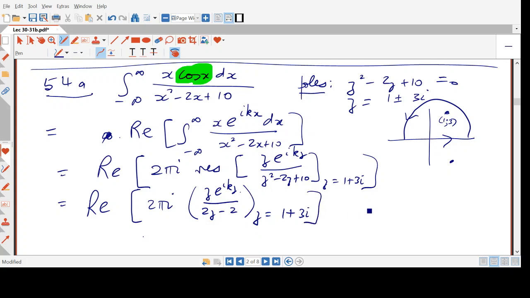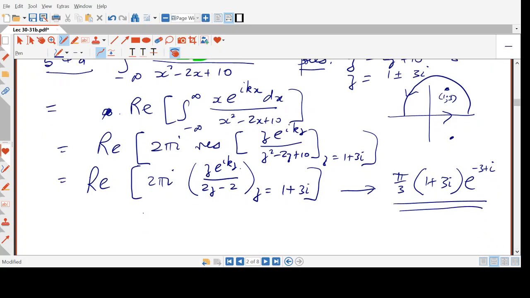I'd carry out the entire operation. At the end of the game, you may get pi over 3 into 1 plus 3i e to the minus 3 plus i. Check if you can get that result on your own. That solves problem 54a. Well, actually, we need the real part of that. So at the end of the game, the real part is just pi over 3 e to the minus 3.